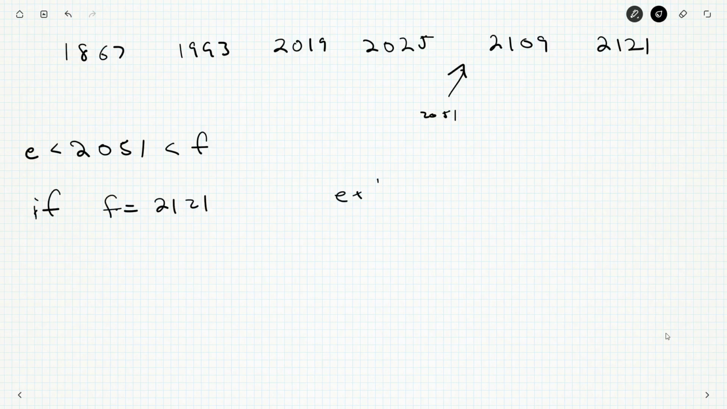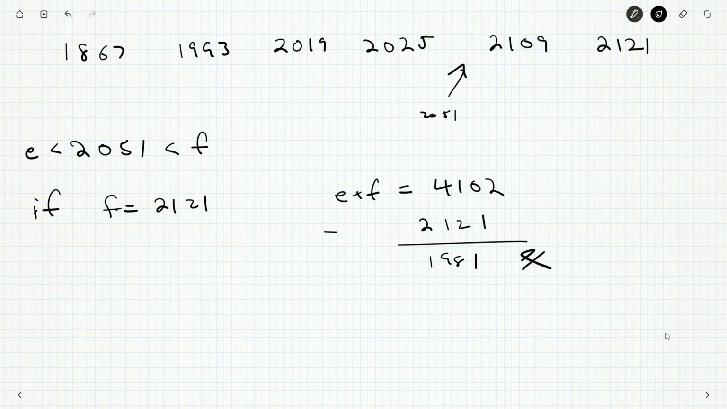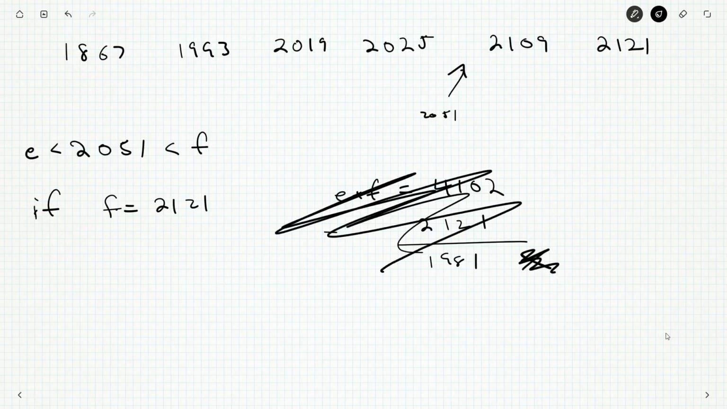Well, I know E plus F is 4102. And so just take 4102 and subtract off 2121, and I ask, do I get one of these other numbers? So subtract off 2121, and I get 1981. Well, that's not one of the other numbers. So that can't be it.